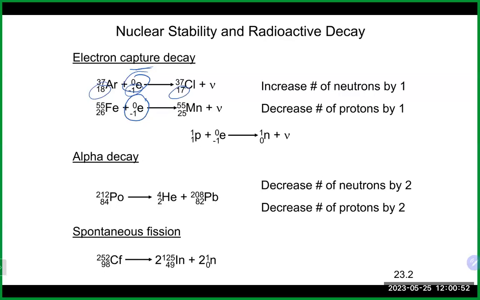Probably the biggest change that occurs is an alpha particle. And in that case, we really decrease the mass number by 4 and increase the atomic number by 2.